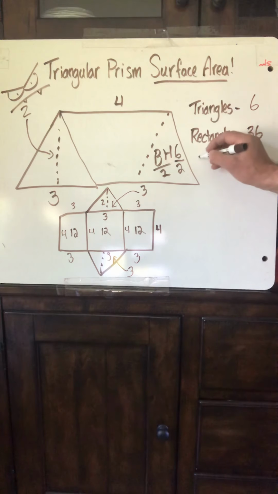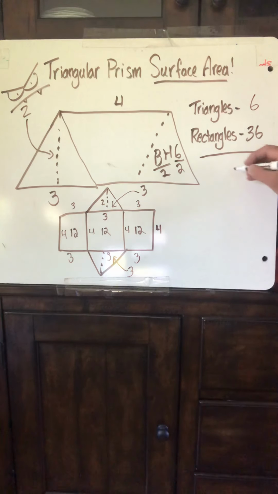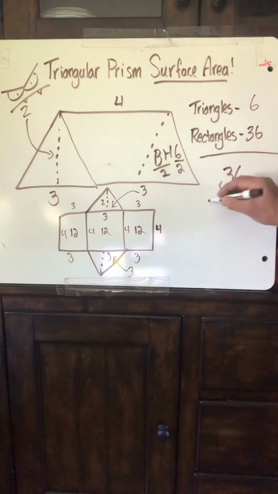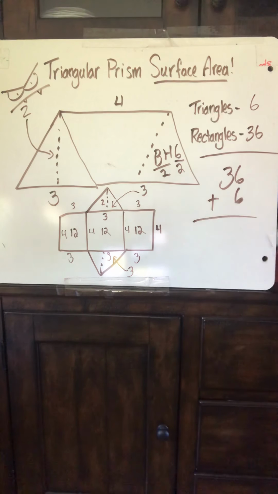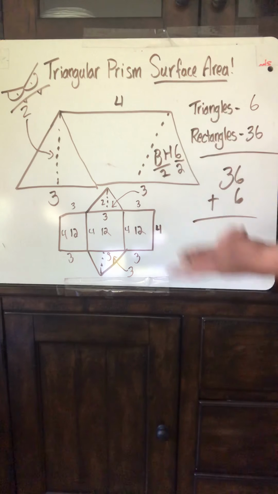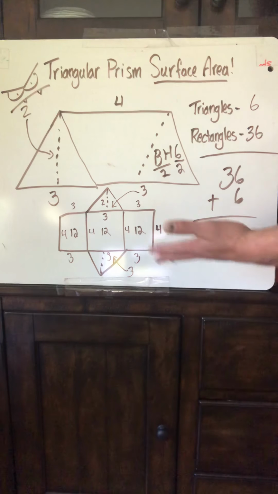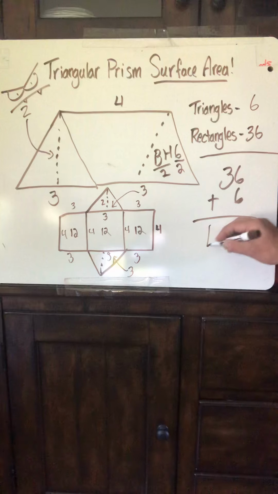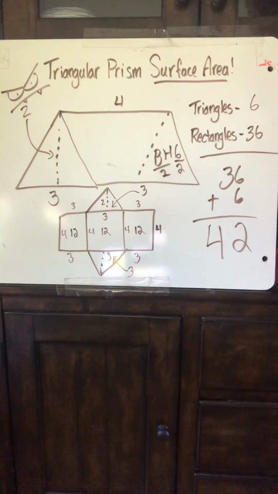So now all we have to do is add up our parts. 36 plus 6. 36 plus 6 is 36, 37, 38, 39, 40, 41, 42. There you go. So 36 plus 6 equals 42. So this one has an area of 42 square units.